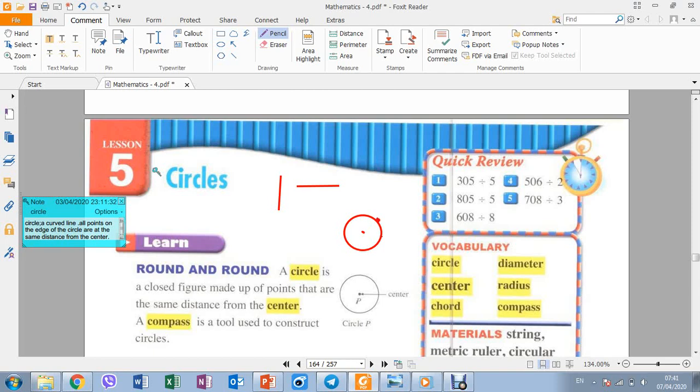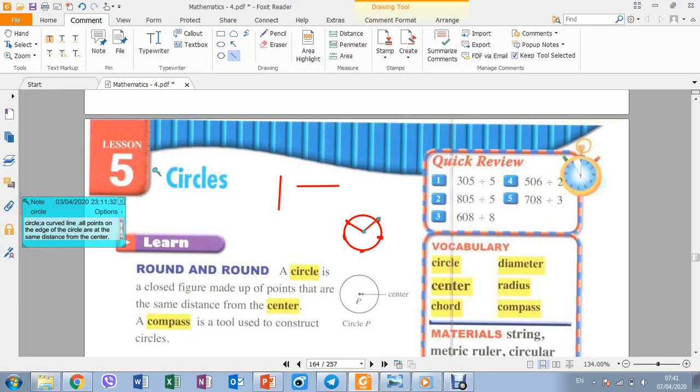All points means all the points on the circle. If we choose this point, or this point, any point on the edge of the circle, they are the same distance from the center. Look, the distances from the center are equal. From this point to this point, or from there to there, all of them are equal. So what do we call this? Circle. A circle is closed, made of points that are the same distance from the center.